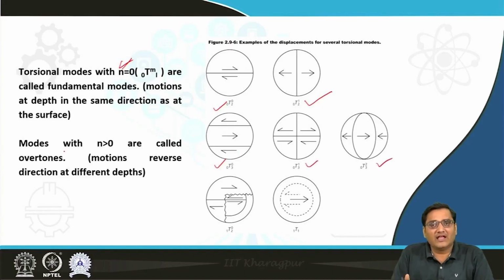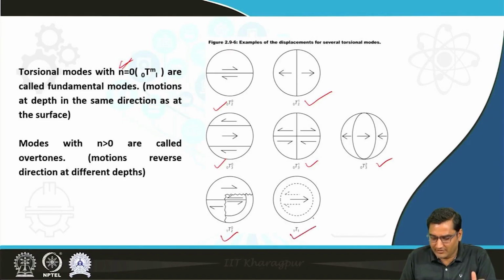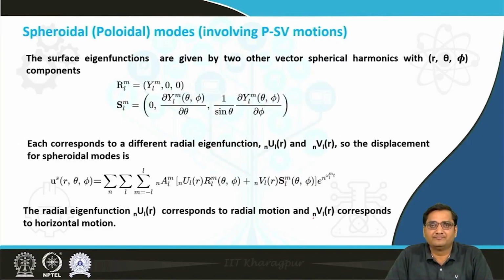And modes with n greater than 0 are called overtones. So in the case of overtones, the material at different depths will have different directions. So you can see this is the overtone. This is also another overtone of the torsional mode.